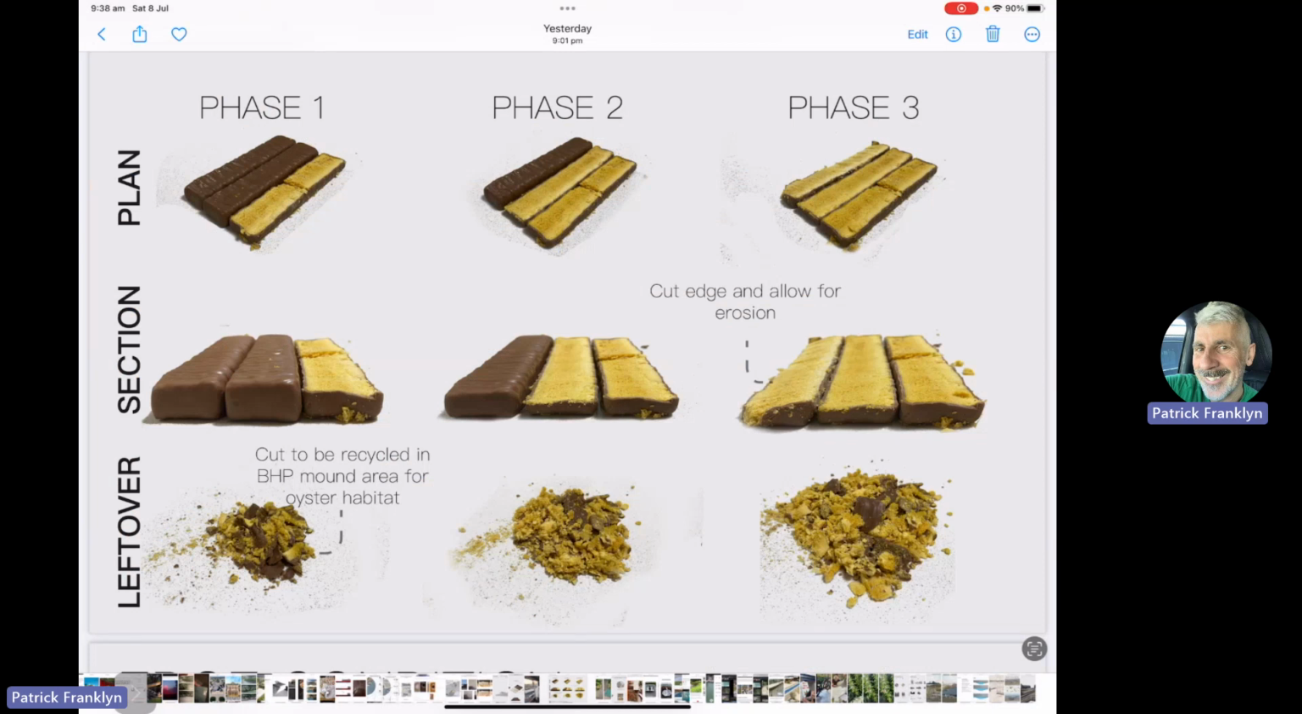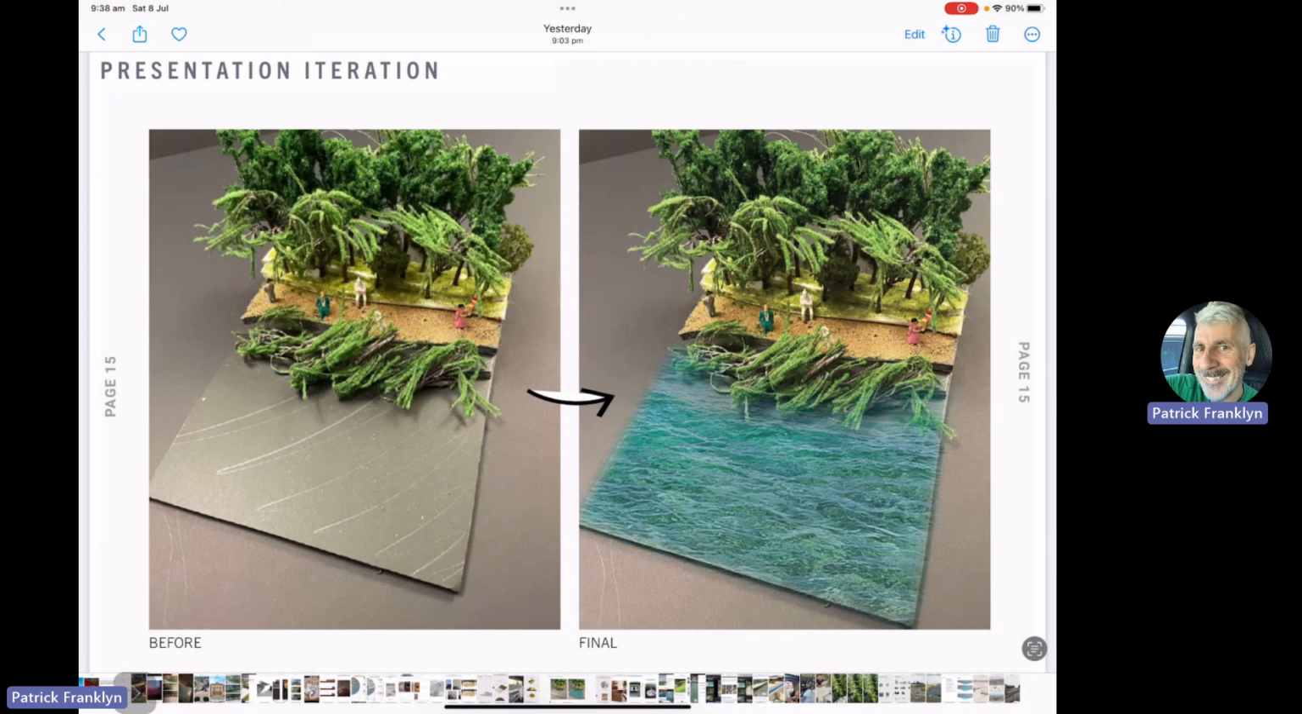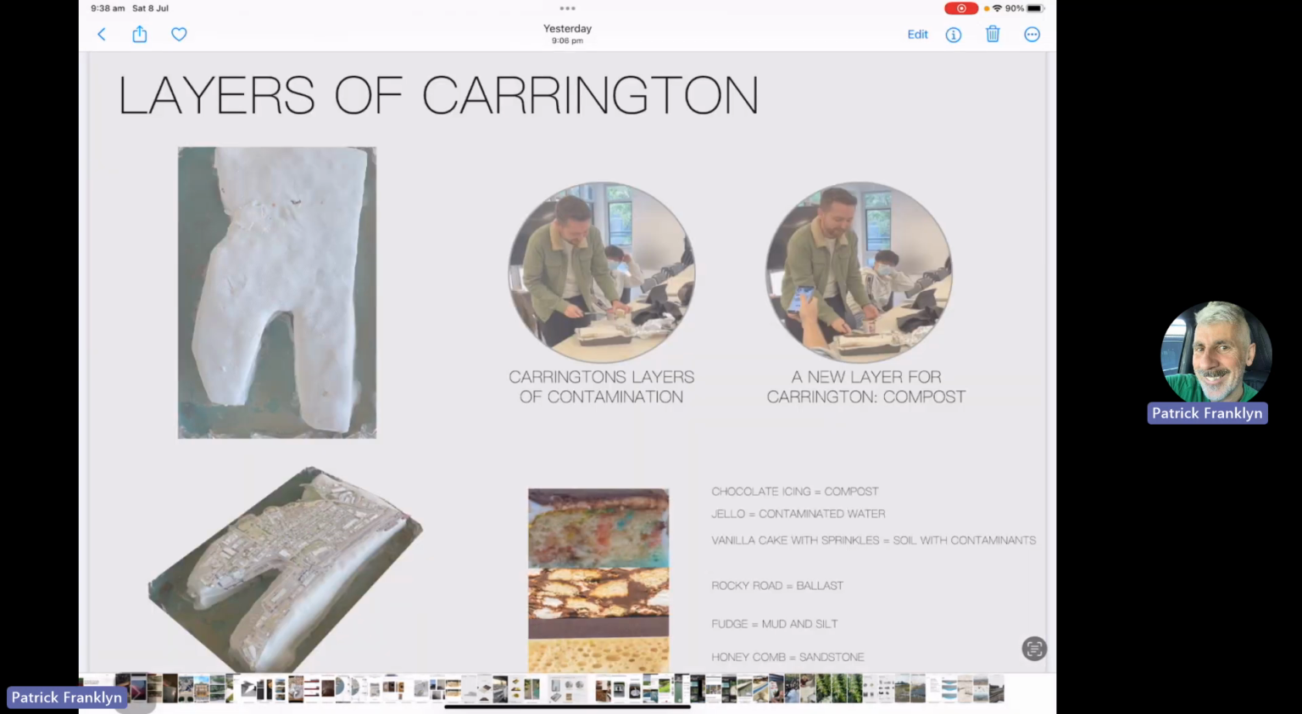From memory, this is Latham again. He was always a little bit obsessive with using food, and here he was using something like a violet crumble and looking at contamination and erosion and how they would cut into land and what they would face up there at the port. Another student, whose name just left my head, made a more formed model.